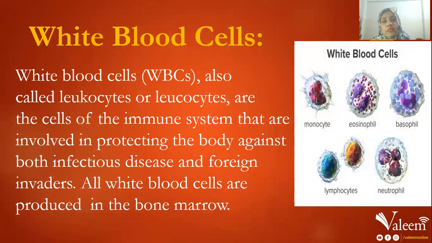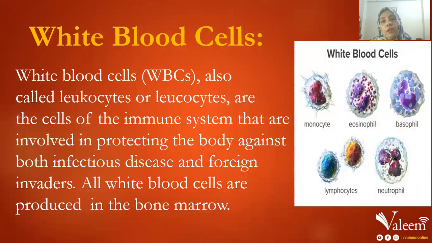Now come to the white blood cells. What are white blood cells? White blood cells are also called leukocytes. I told you about the red blood cells called erythrocytes, and white blood cells are called leukocytes. These cells enhance our immune response and are involved in protecting the body against infections or any kind of foreign particle. These white blood cells are produced in our bone marrow. Once they are produced, they become mature and come into the circulation.